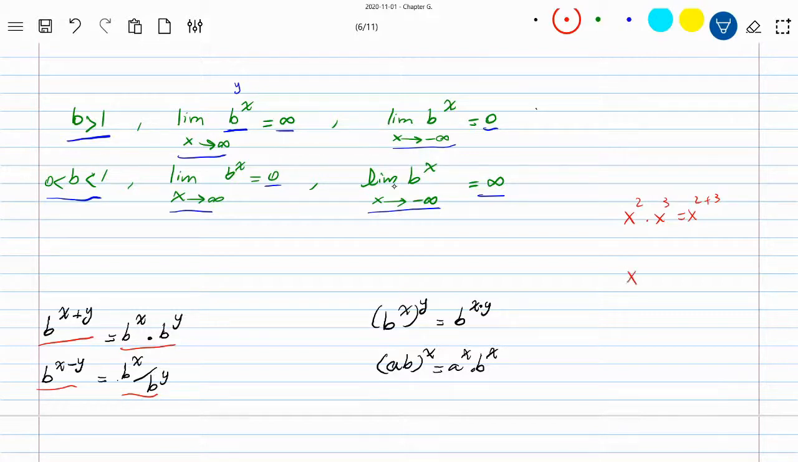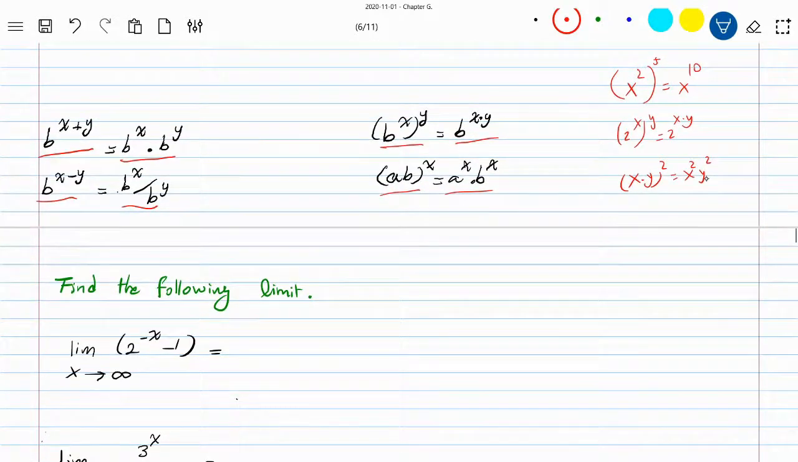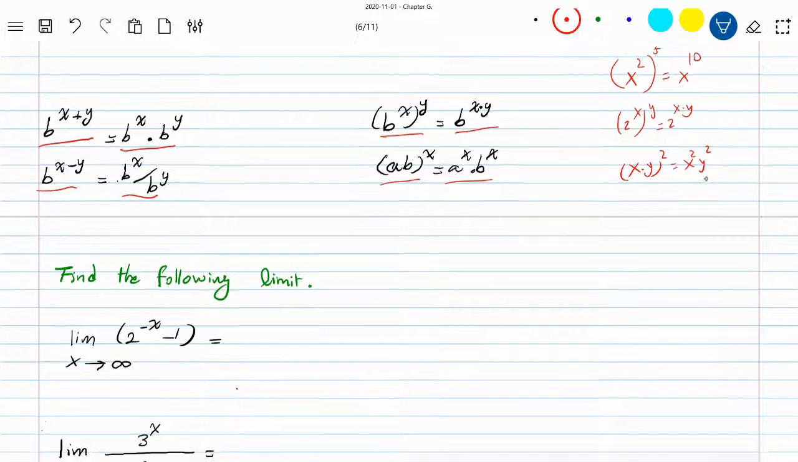And if you have x to the power 2 to the power 5, you say this is x to the power 10. The same, if you have 2 to the power x to the power y, this would be 2 to the power x times y. You multiply the exponents. That's b to the power x times y. And if you have x times y squared, you would say this is x squared y squared. The same thing holds for the exponential function. So these are nothing new. This is just a reminder of those properties that we have for polynomials. The same holds for the exponential.